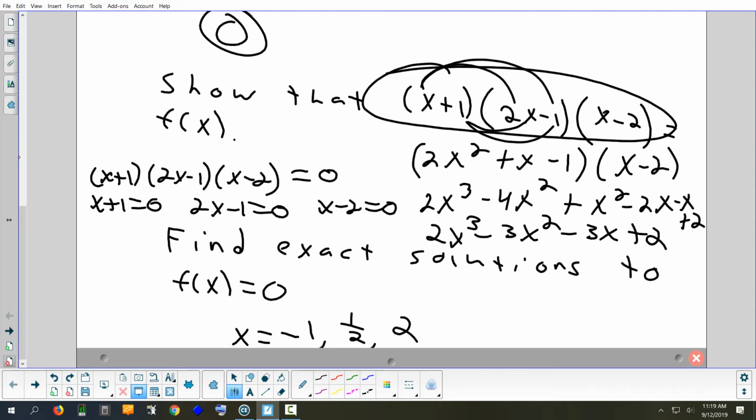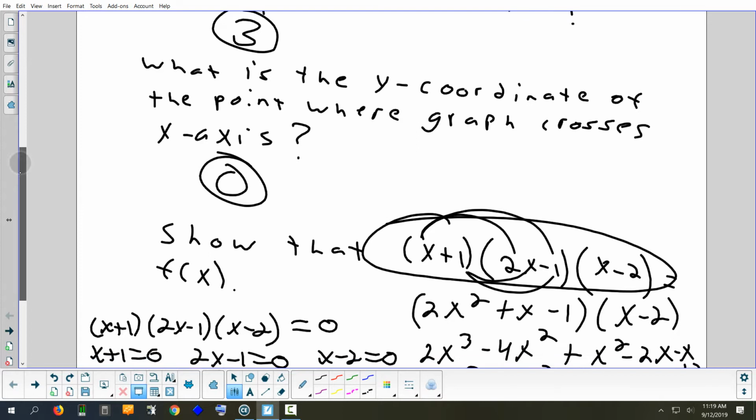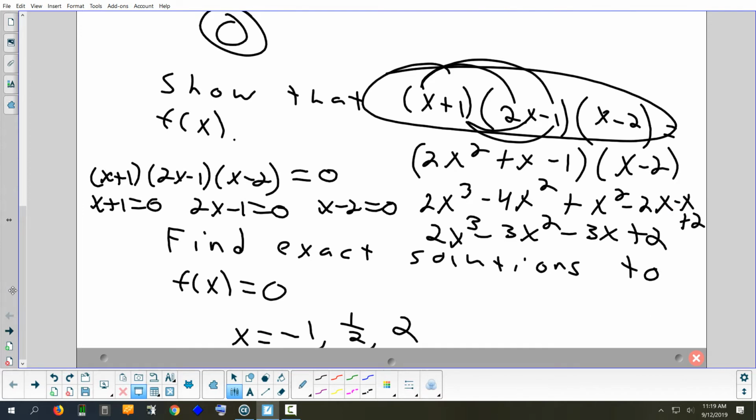So if you solve what would make the first factor 0, you get -1. If you solve for what would make the second factor 0, you get 1/2. What would make the third factor 0? 2. Okay, so that's a strategy we're going to use a lot when we have to find roots. We're going to have to factor it, and that makes it easier to see the roots. Any questions on that?